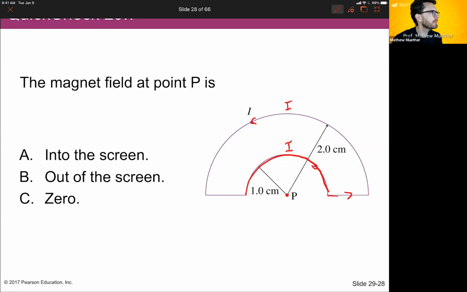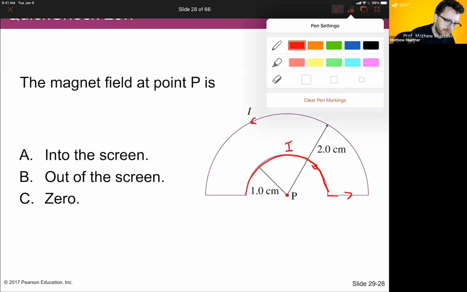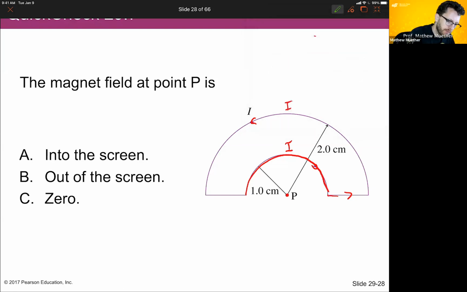Okay, I'm going to end the poll. So we had some split results between into the screen and out of the screen. Well, let's divide this up. Let's focus on what the magnetic field looks like from the current that's flowing in this top branch versus the current that's flowing in the lower branch.